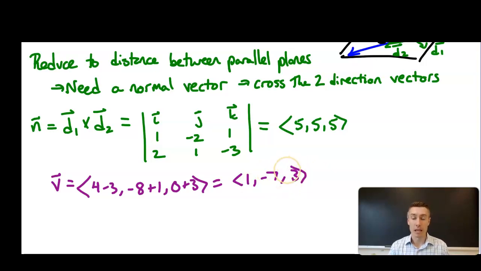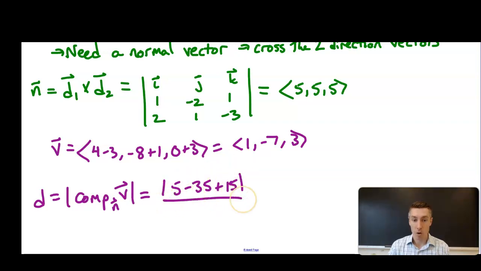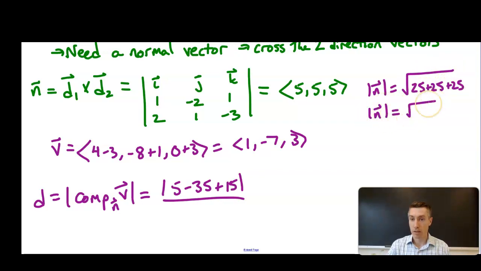Now we have all the information we need if we think back to that second problem that we completed. So the distance we're looking for is the absolute value of the scalar projection of v onto the normal vector n. So that's the absolute value of the dot product of these two vectors. So 5 minus 35 plus 15 over the magnitude of the normal vector. So let's find that. That's the square root of 25 plus 25 plus 25. Magnitude of the normal vector, square root of 75, which we can reduce. So that's 5 square root of 3, right? Square root of 25 times the square root of 3.